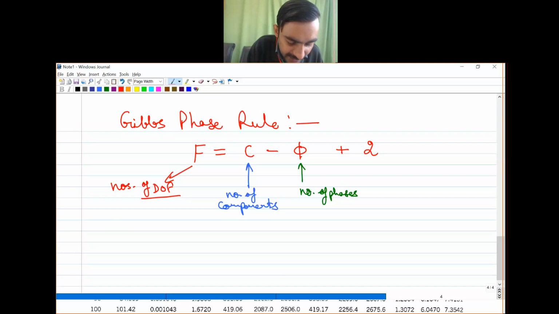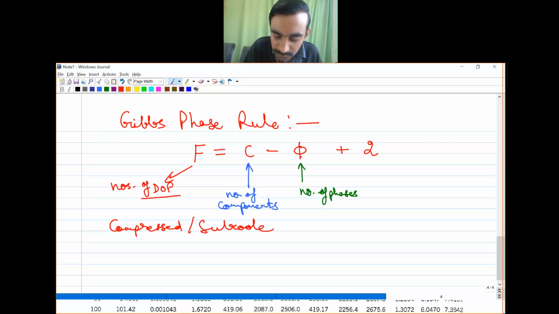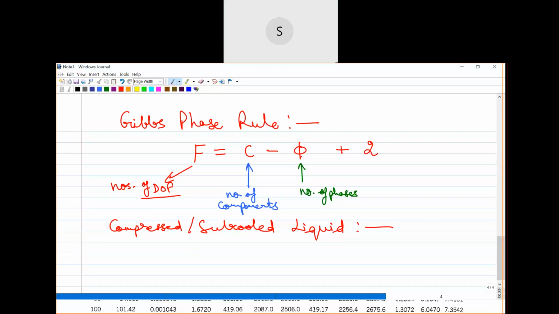Okay, so now let me take up a few examples. Let us consider that we are having compressed or subcooled liquid. So what we are having is compressed or subcooled liquid. If we are having compressed or subcooled liquid, in that case what is happening?